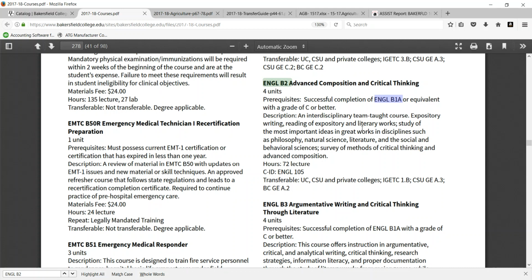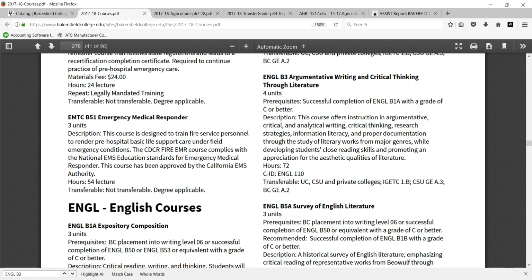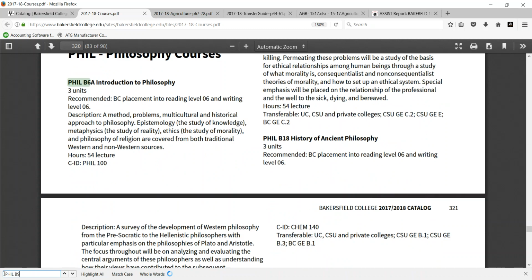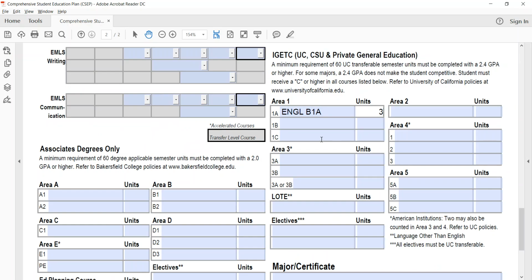You can read the description, see if this is a fit for you, or the other option was English B3, Argumentative Writing and Critical Thinking Through Literature, again a 4-unit class, and again a prerequisite of English B1A. The other class was Philosophy B9, so let's go down there and see what it requires. This is a 3-unit class. Prerequisites are again English B1A. So all of these have that English B1A requirement. So I'm just going to pick Philosophy B9. You can pick whichever one you want, and that gets into our Area 1 requirement.